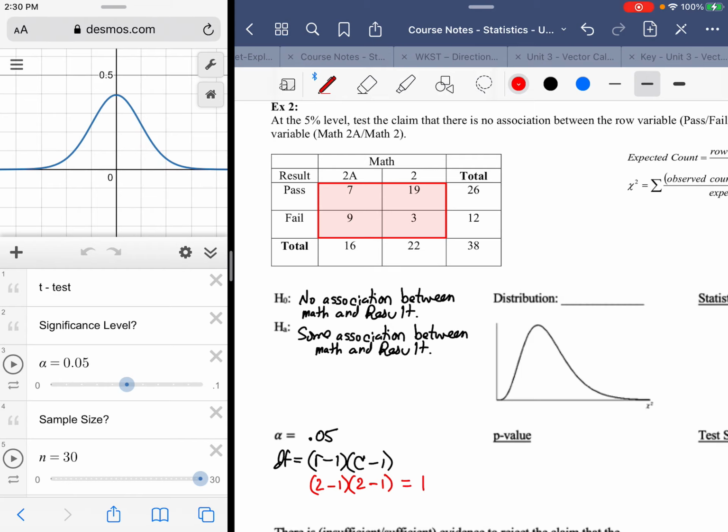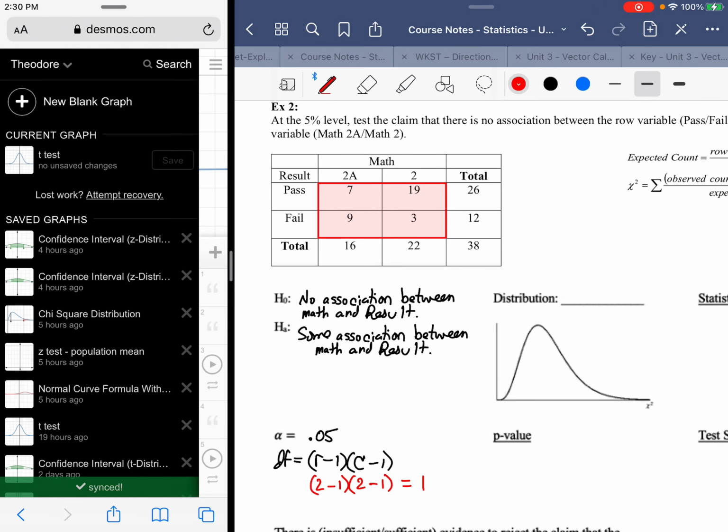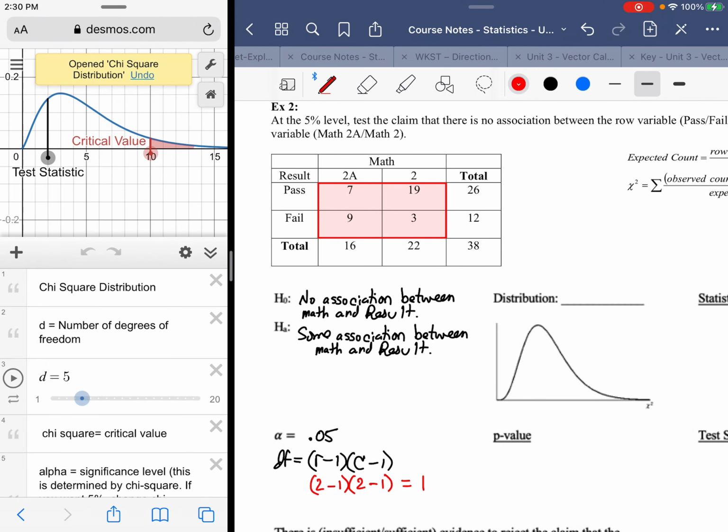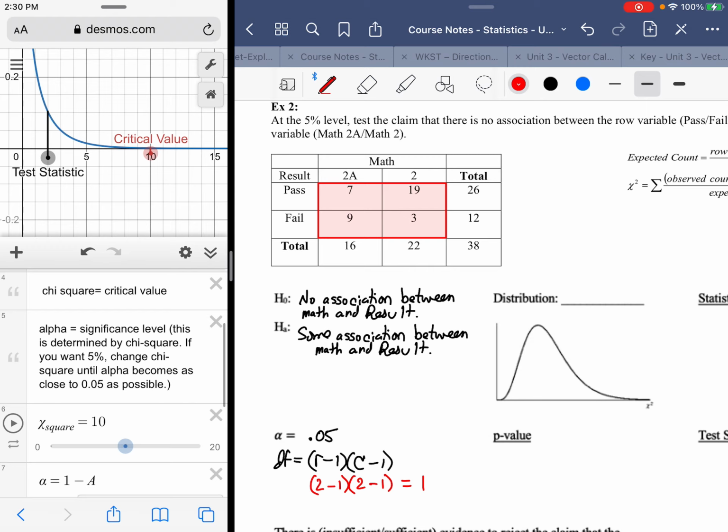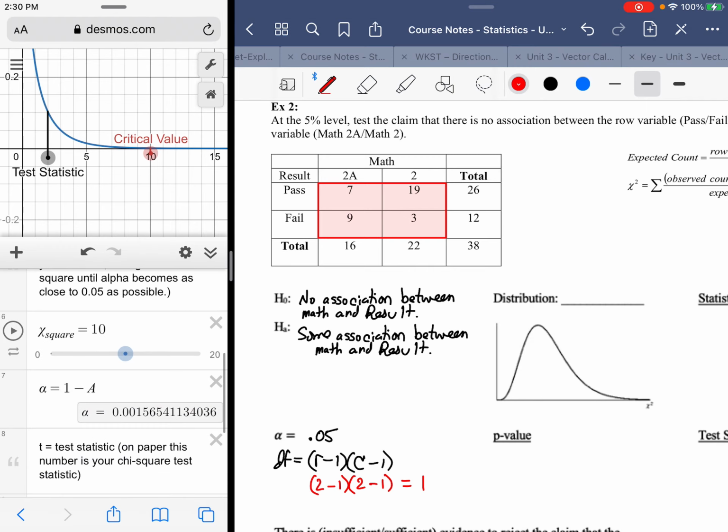All right, so I'll go to my chi-square calculator, chi-square distribution. Degrees of freedom, 1. All right, the alpha value. We need to get our alpha value to be as close to 0.05 as possible. So I'm going to scroll. Looks like I have to go left significantly. We want to get as close as possible, even if it means we overshoot it. So this is 0.05125.